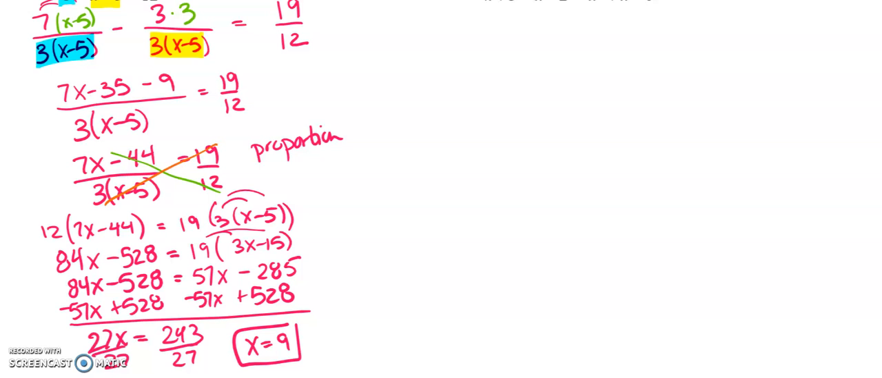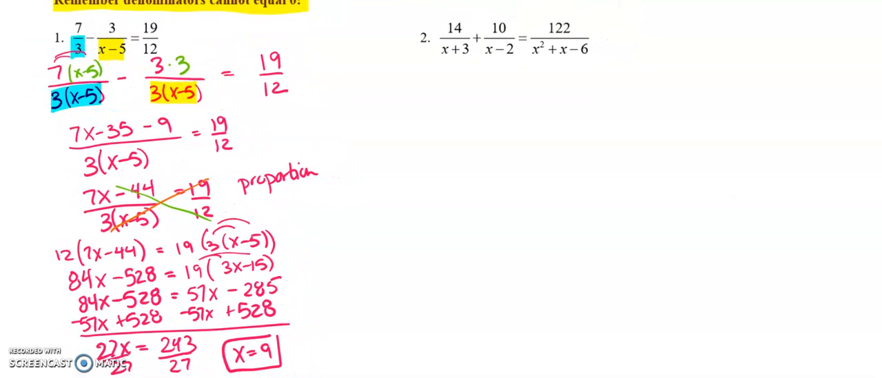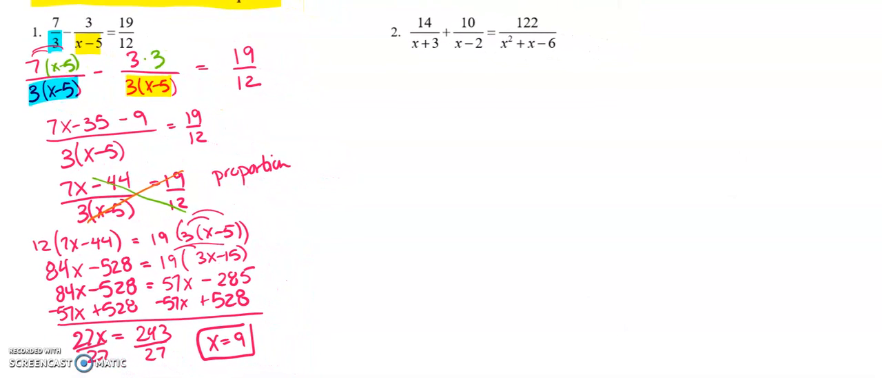Okay. Once we have x equals 9, we want to plug it back into the original to make sure that we don't end up with a 0 in the denominator. If we look here, the only number we would have to kick out is a 5, and since we didn't get 5, we're good. You can plug it in and actually find the numbers and make sure that it truly works.